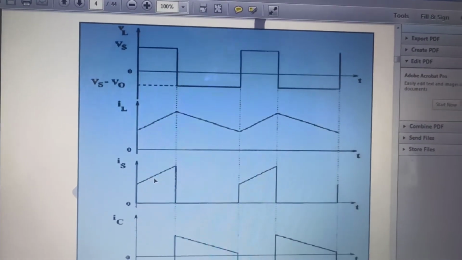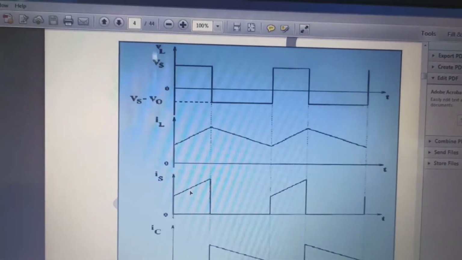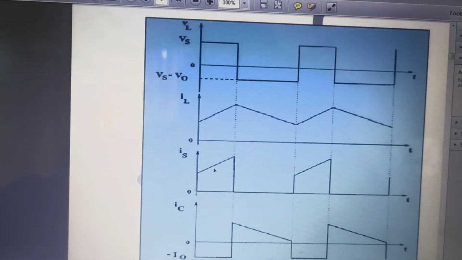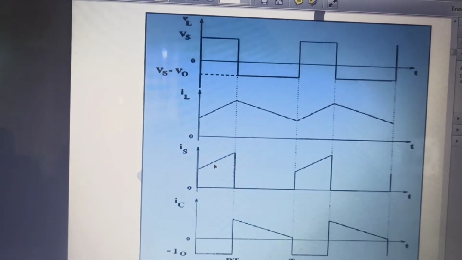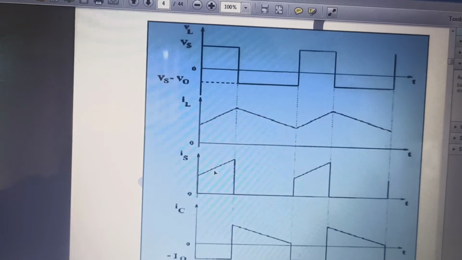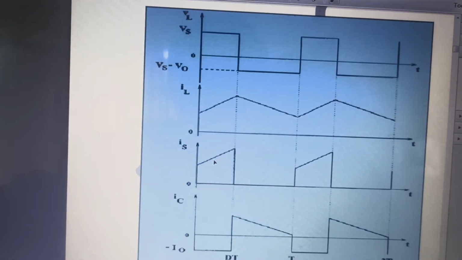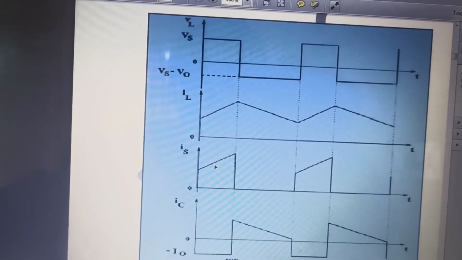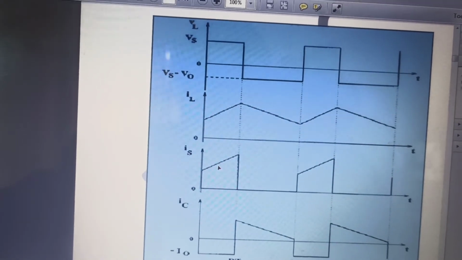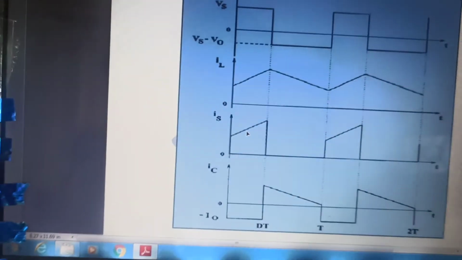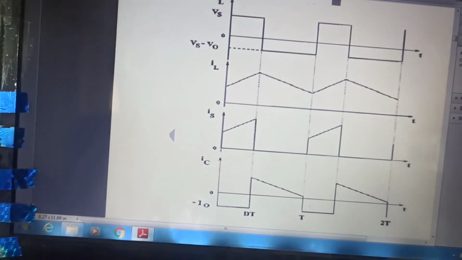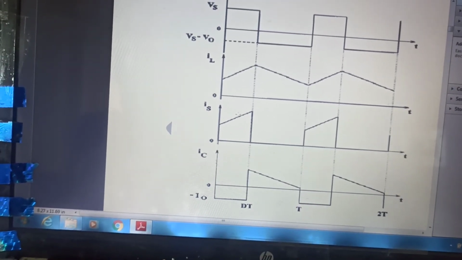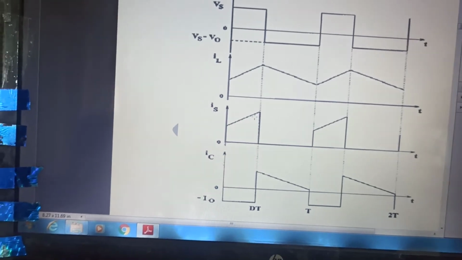So delta IL is the height, the base is IL minimum, and the area is nothing but half into IL minimum into delta IL. This is the area. Base is nothing but this length, that is dt. Half into base into height, that is delta IL.